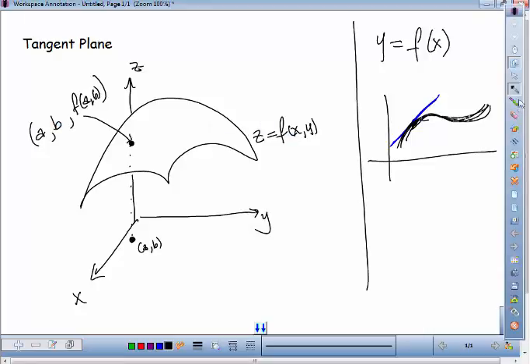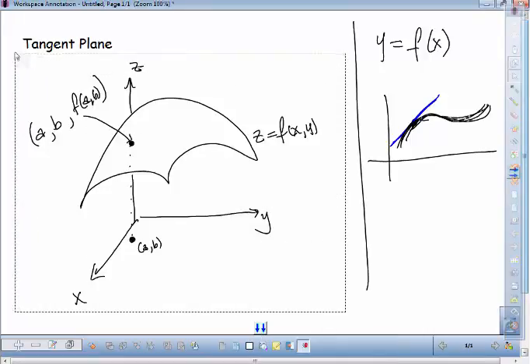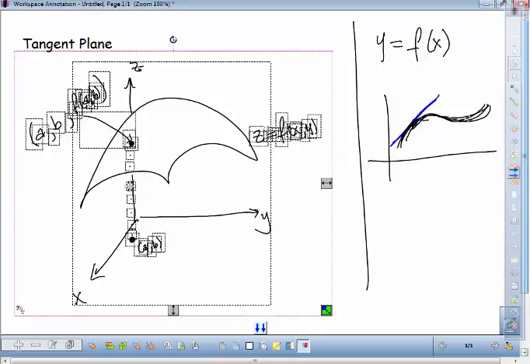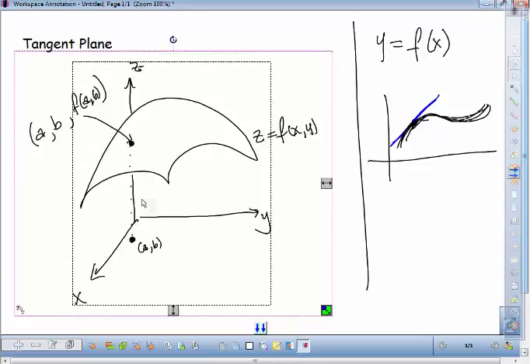Now, I'm going to tear this up now. Maybe I'll recopy this. Too large to copy? All right.